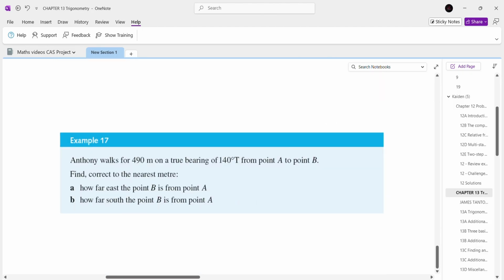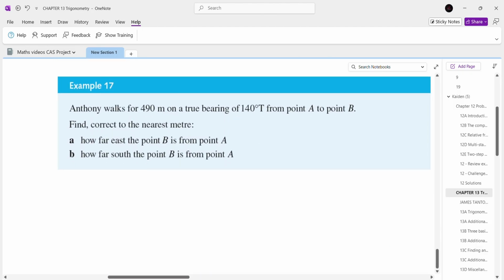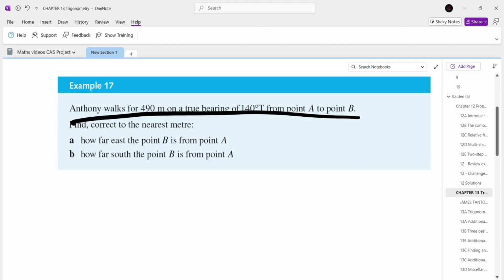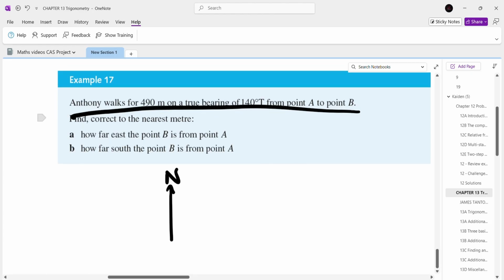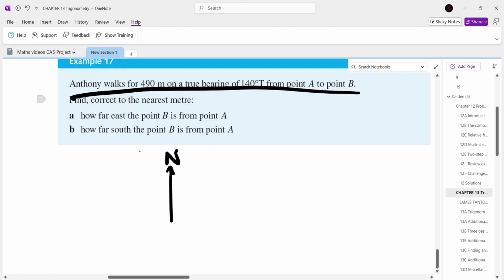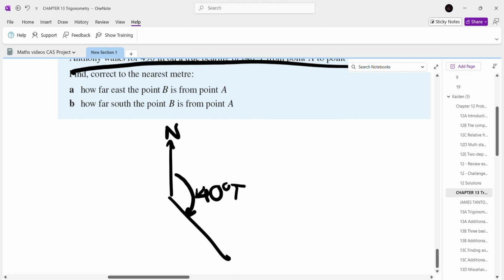And then we've got one final question right here. Anthony walked 100 meters. And this just combines a bit of trig with true bearings. So let's just say point A. So obviously we've got our true bearing north right here. Once it walks on a bearing of 140 from point A to point B. Let's draw a diagram to help us visualize this.